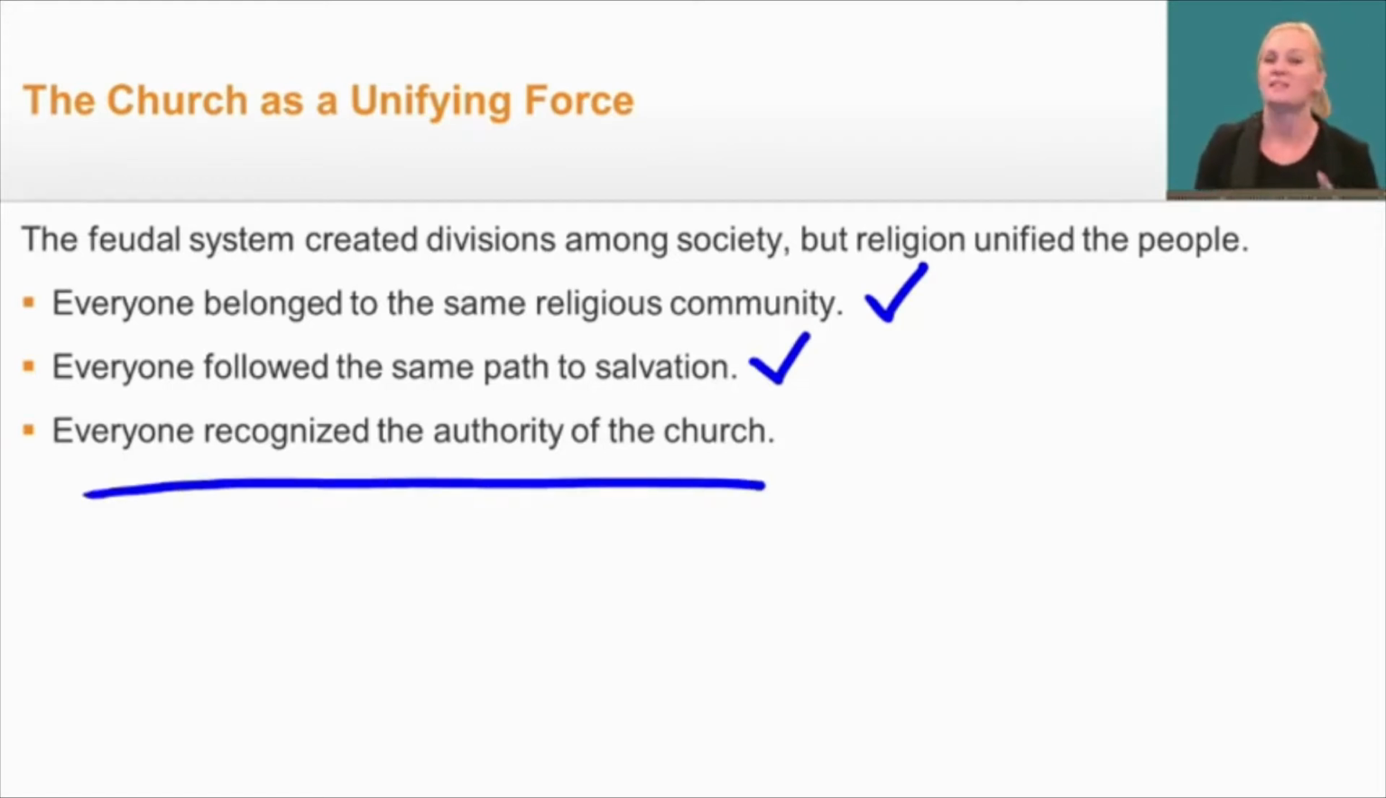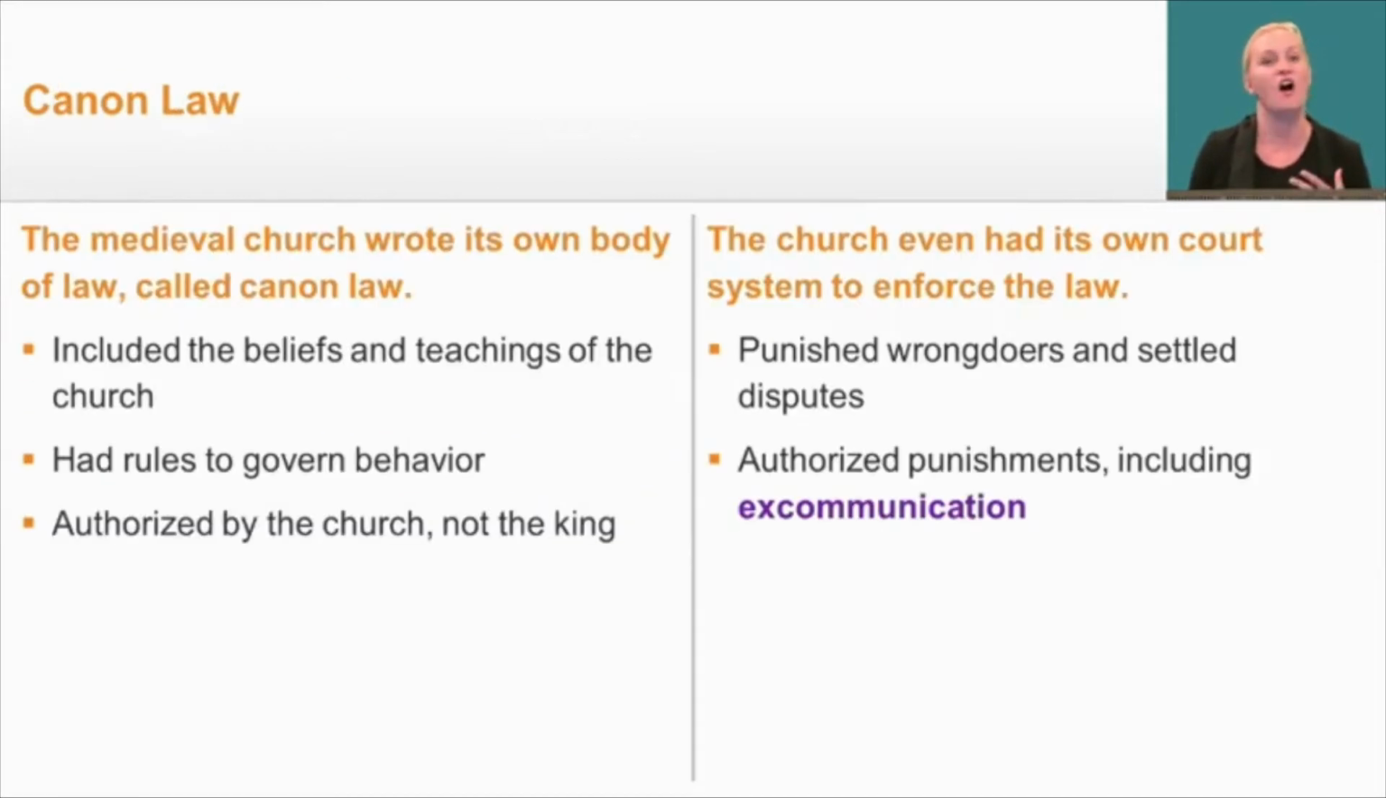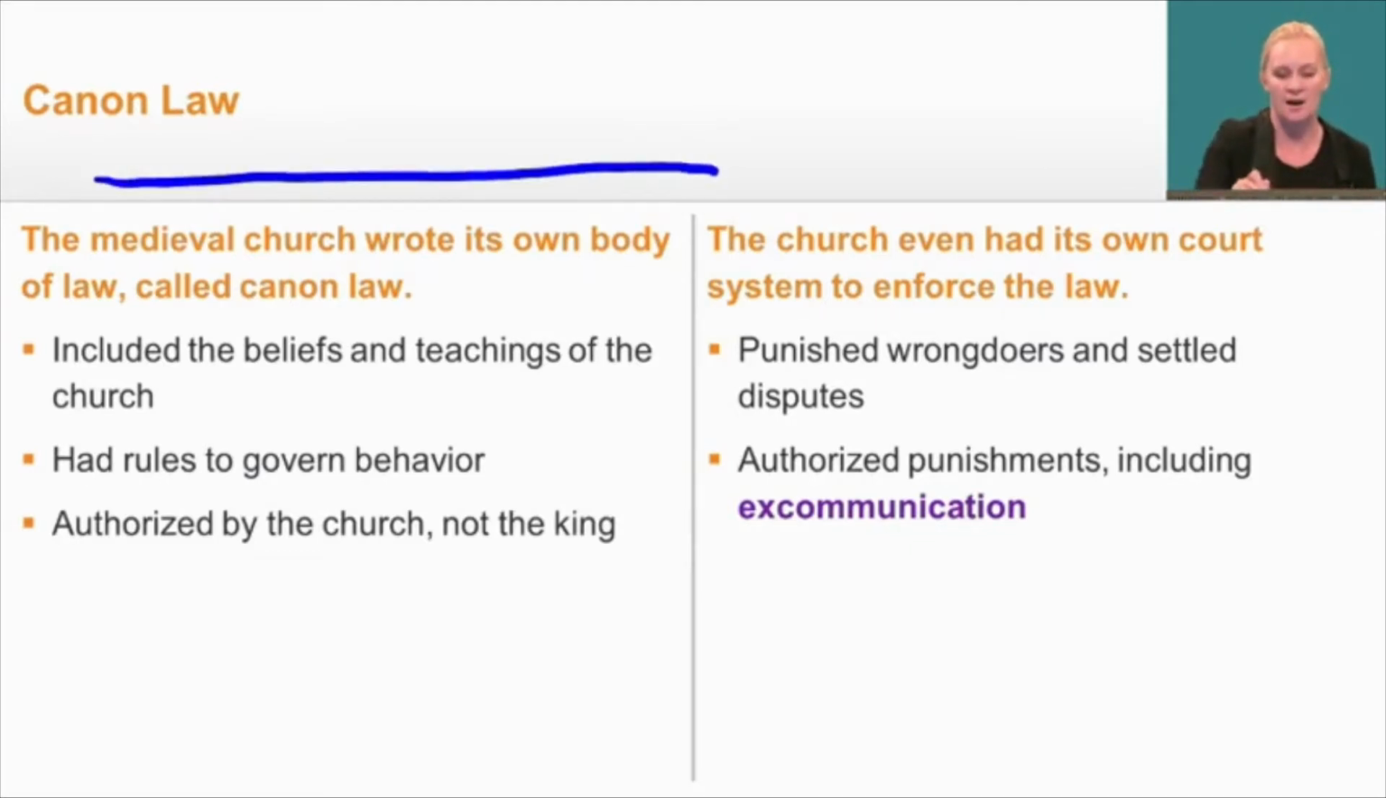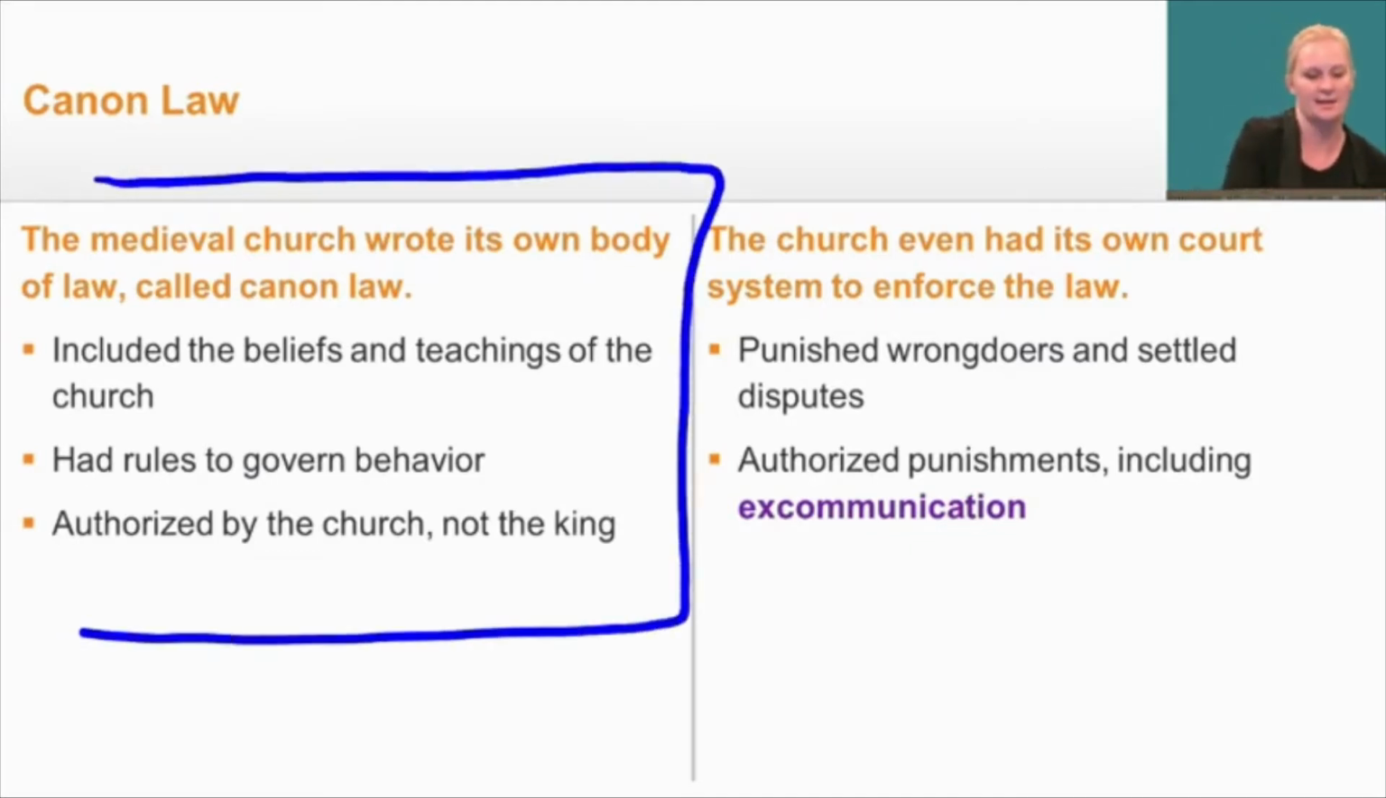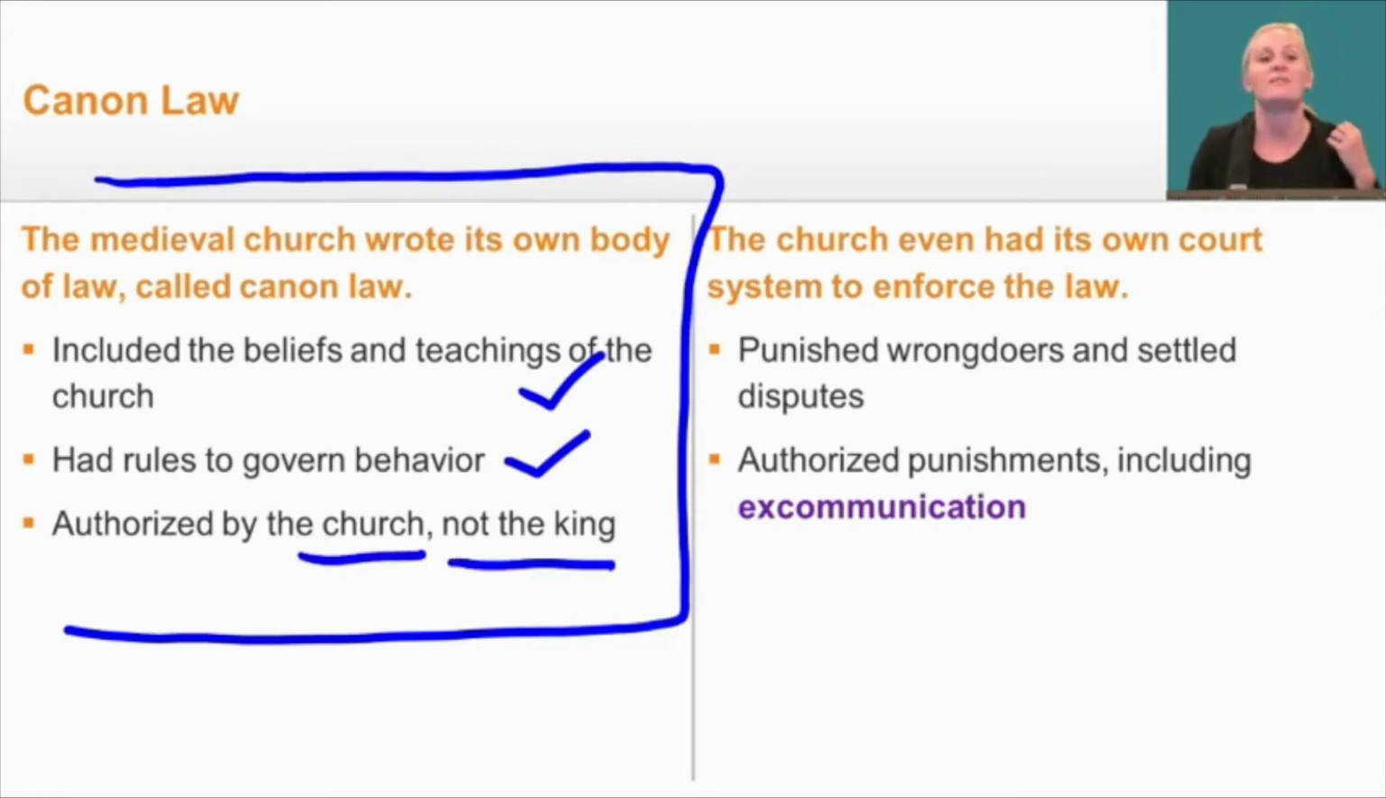and everyone recognized the authority of the church. This was largely in part because the church actually had its own system of laws outside of those of the government. They were called canon laws. Now, the medieval church wrote its own body of law called canon law, and this included the beliefs and teachings of the church. It had rules that governed behavior. Most of those were biblical in nature or laid out by the Bible, and they were authorized by the church. Again, not the king. These were laws just solely for the church, not for the government.